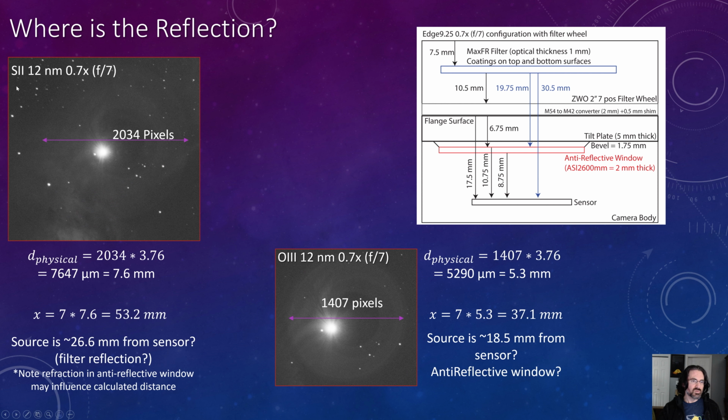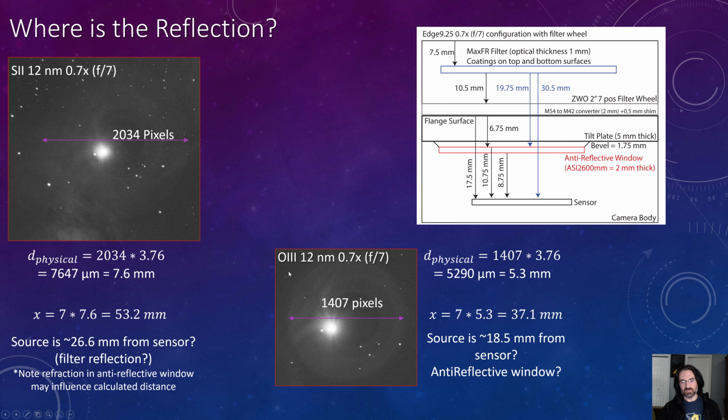If we look at our Sulfur 2 image, we had about a 2034 pixel wide reflection. We put it through our calculations, multiply that by our pixel pitch, convert it to millimeters, and we see 7.6 millimeters. This was with the 0.7 reducer, so we multiply that by 7 and get a total of 53.2 millimeters as the total light path distance. If we approximate that by dividing by 2, the source is about 26.6 millimeters from the sensor. That might be in the ballpark of reflecting off the sensor to the filter and back.